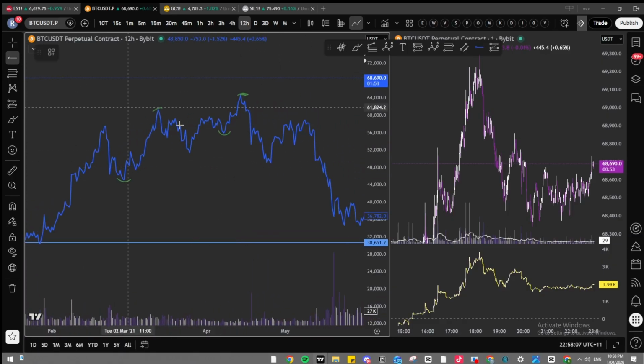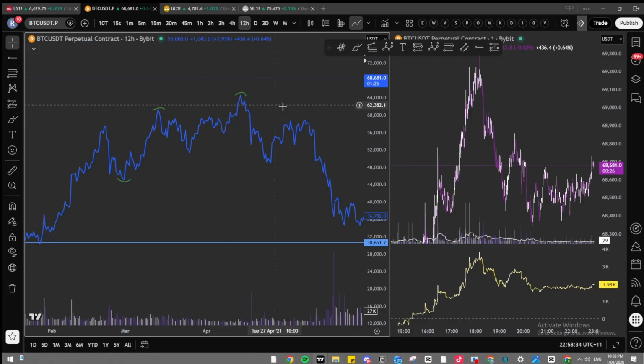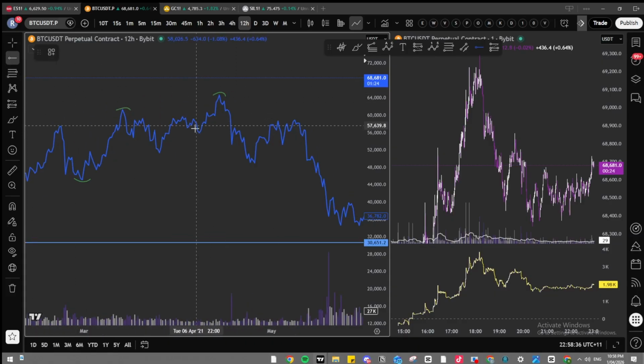Okay, now I want you to look at this chart, right? And just tell me at what point does structure shift, right? Because as we can see here, we made a higher high. And then this low here, we made a higher low again. And then we made a higher high. So this low becomes very significant. And the point where structure shifts is once this low was broken.